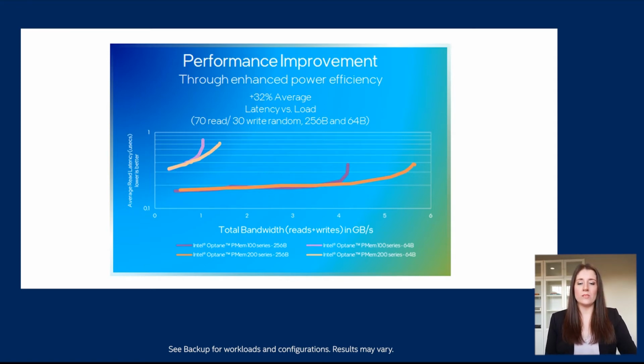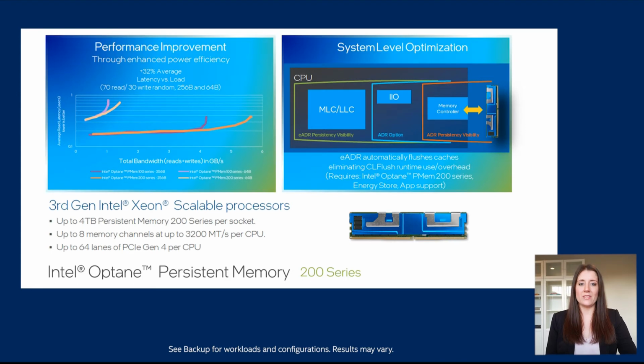It's important to note several improvements in the PMEM module design and their contribution to DAOS performance. The greatest improvement comes from the module speed, growing from 2,666 megatransfers per second from the previous generation to 3,200 with the full 2 DIMM per channel population. Also, in the past, data had to be flushed from the processor caches using the flush command. We've added a new platform-level capability called eADR.